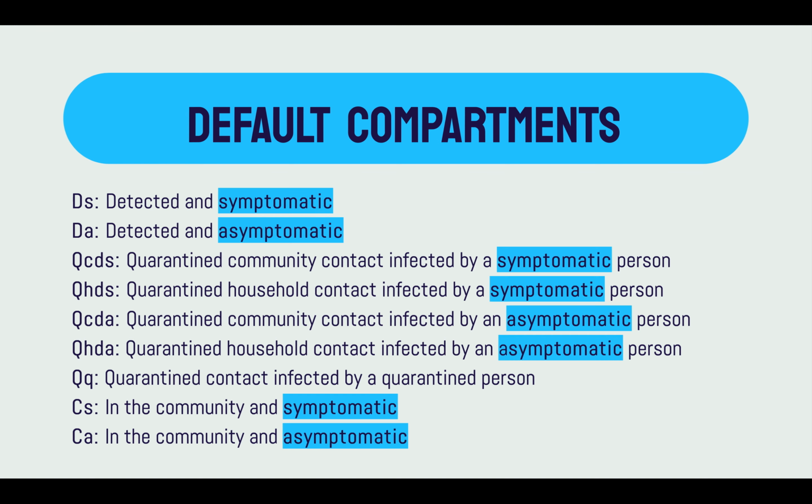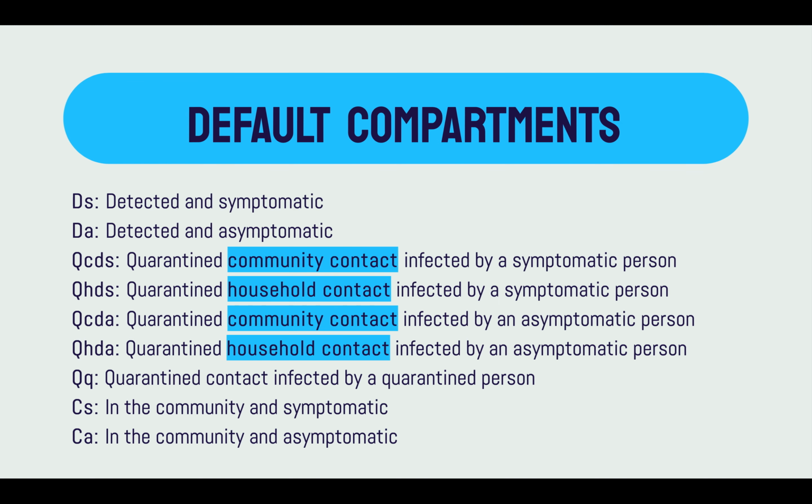We split by whether the case is asymptomatic or symptomatic. This lets us incorporate a probability of transmission if we think that, for example, people who are asymptomatic are less likely to transmit. We also include a designation for whether the infected contacts are community contacts or household contacts, largely because we would expect contacts within the household to be a little more likely to be infected than those in the community.